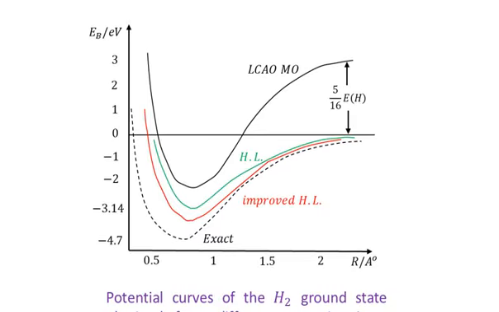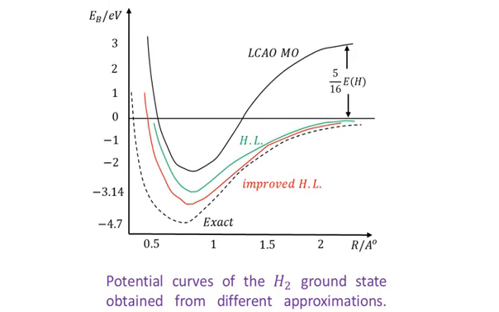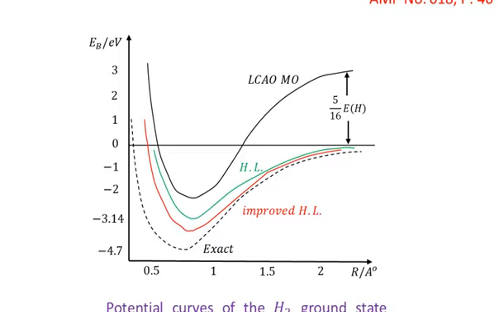You can see that the solid curve due to the improved molecular orbital LCAO approximate method deviates much from the exact method. The Heitler and London method shown in green is close to the exact method, and the improved Heitler and London method is much closer to the exact method. You can also read from the scale of the binding energies that the binding energies do not change very much for these curves.